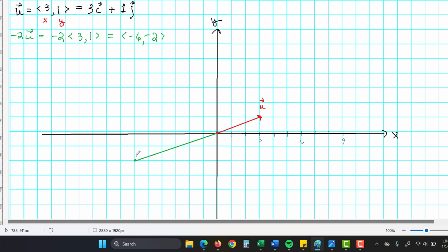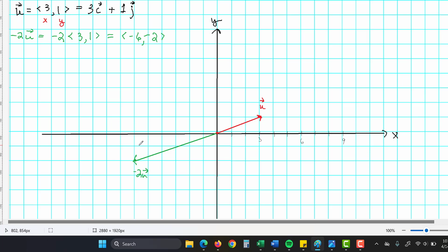And I'll label that negative 2u. So notice that those vectors are parallel. They have the same angle when I look at the angle made with the x-axis there, so they're at the same direction if you want to think about that. The magnitude is different, so the magnitude of negative 2u is twice the magnitude of vector u, and that negative scalar really took that angle and shot it back through the origin. So those are some nice observations to make there.